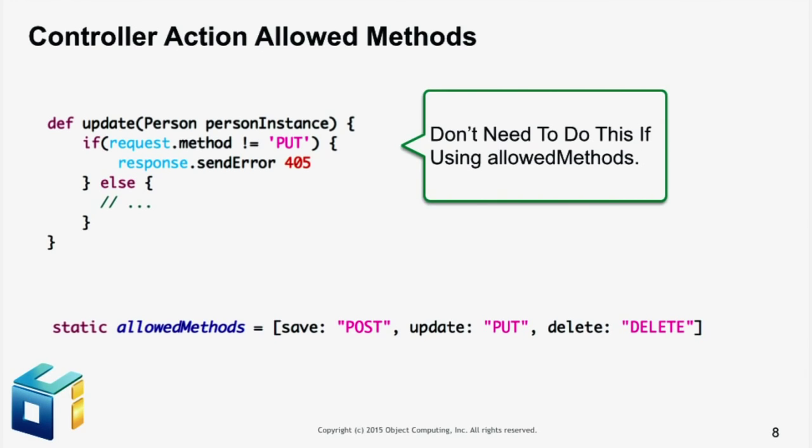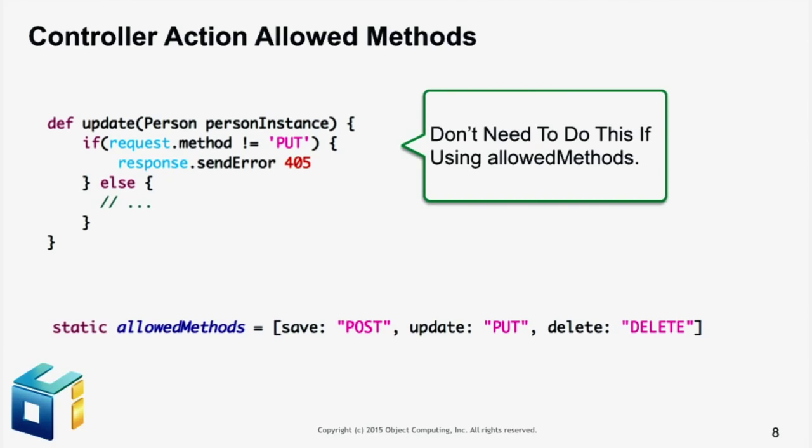So instead of having that imperative logic show up in pretty much most of your controller actions, you can declare this allowed methods property in any controller. The value that you're assigning to that property is a map. The keys in the map correspond to action names, and the values associated with those keys correspond to the verbs that are valid for accessing that particular controller action.